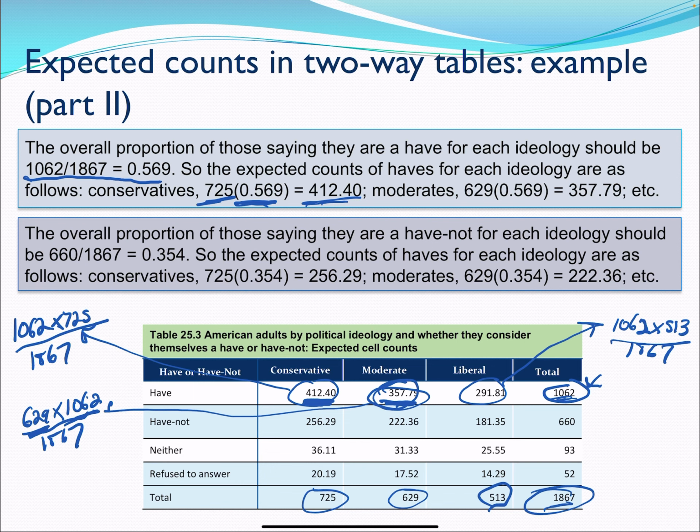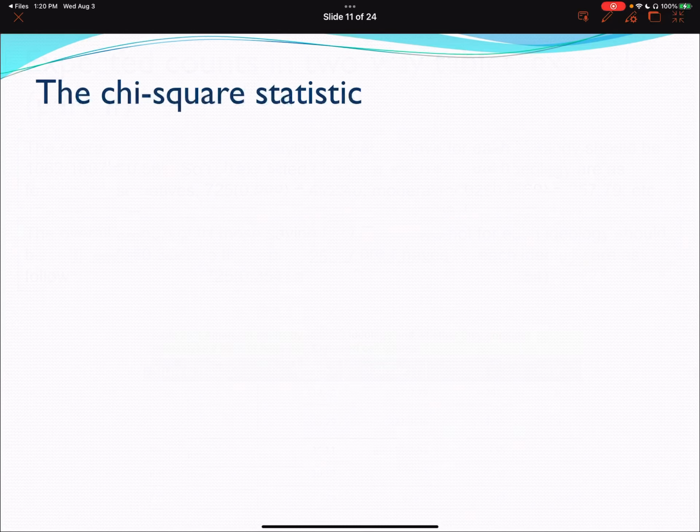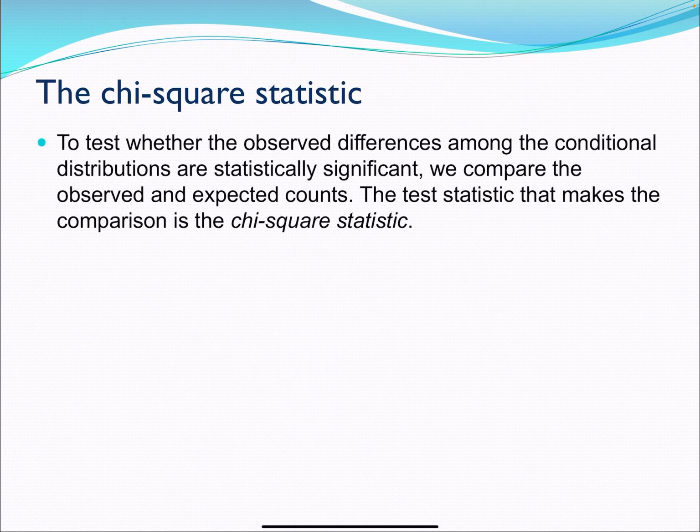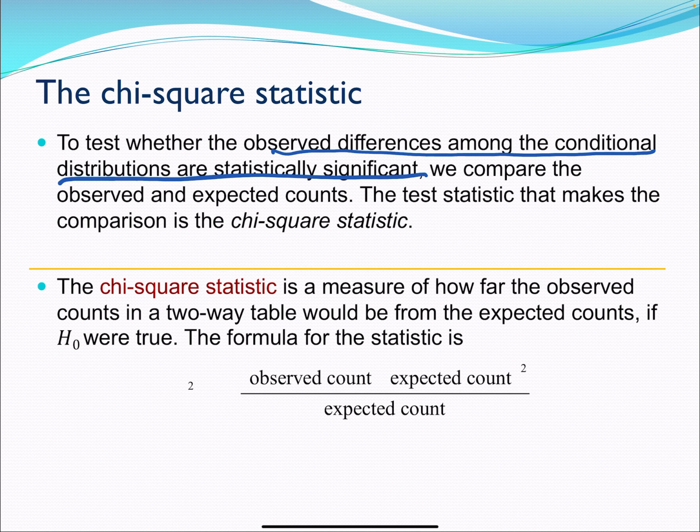Now we're going to use our expected values to calculate our chi-squared statistic. So we want to test whether the observed differences among our conditional distributions are statistically significant. And the test statistic that makes that comparison is a chi-squared statistic. So what it measures is how far our observed counts would be from expected counts if our null hypothesis were true.